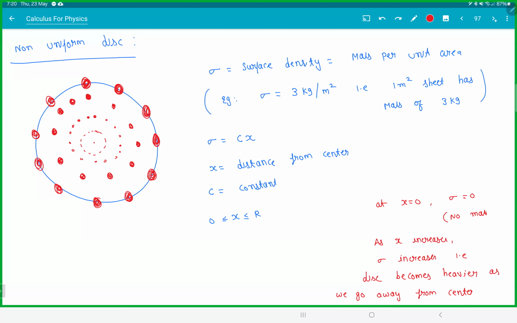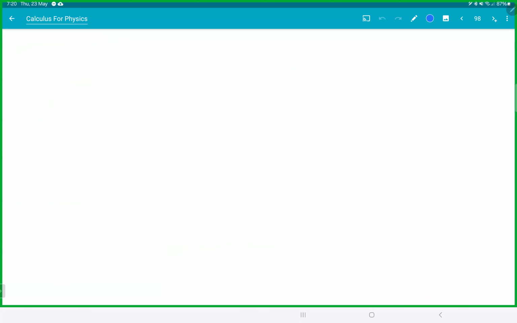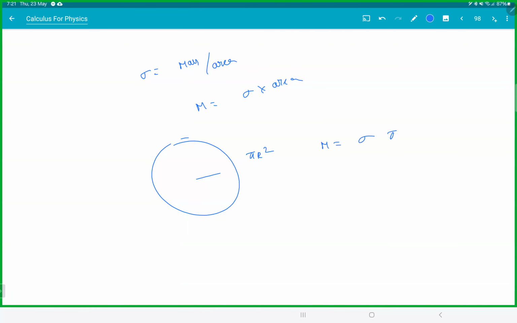Now the question is, for this disk, I want to find the mass. Let me show you one problem and I'll ask you one more like this. Now, what is the problem here? Why can't I find the mass directly? The only formula you know is sigma is mass by area. That means mass is simply sigma into area, right? Now for a disk, what is the area? Pi r square. So why can't I write simply mass is sigma into pi r square?